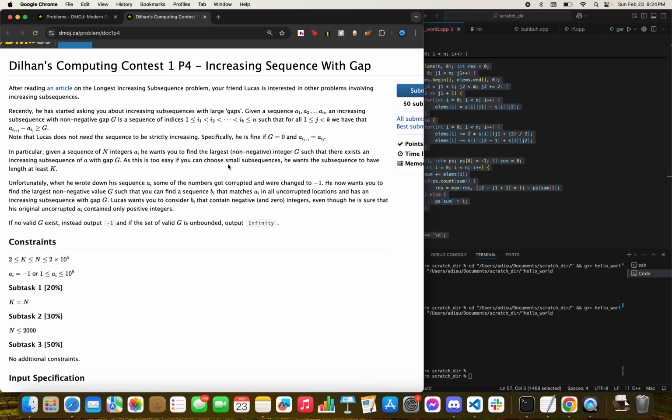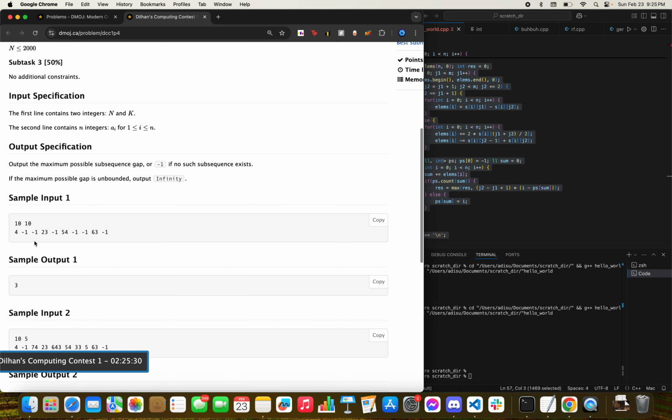Depending on G, I guess. In particular, given a sequence of n integers ai, he wants you to find the largest non-negative integer g such that there exists an increasing subsequence A with gap G. Yeah, this is trivial if you let the length be 2, right? So he wants the length to be at least k. Unfortunately, when he wrote down the integer sequence AI... Oh, come on. Okay, so it's like an unfinished array also.